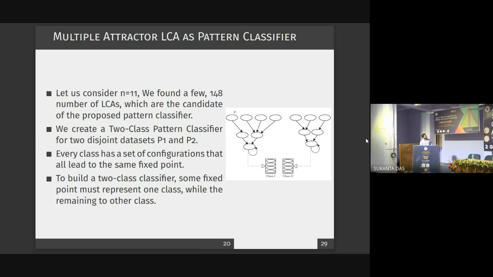So in this experiment, we have only used multiple attractor LCAs for pattern classification. Let us consider n equals 11, which is the cell size. We have found around 148 LCAs which are candidates for this proposed pattern classification. So we have created a two-class pattern classifier on the basis of two disjoint data sets, P1 and P2. Every class has a set of configurations that all lead to the same fixed point. In order to build a good classifier, some fixed points should go to one class, and the rest of the fixed points should go to the other class.